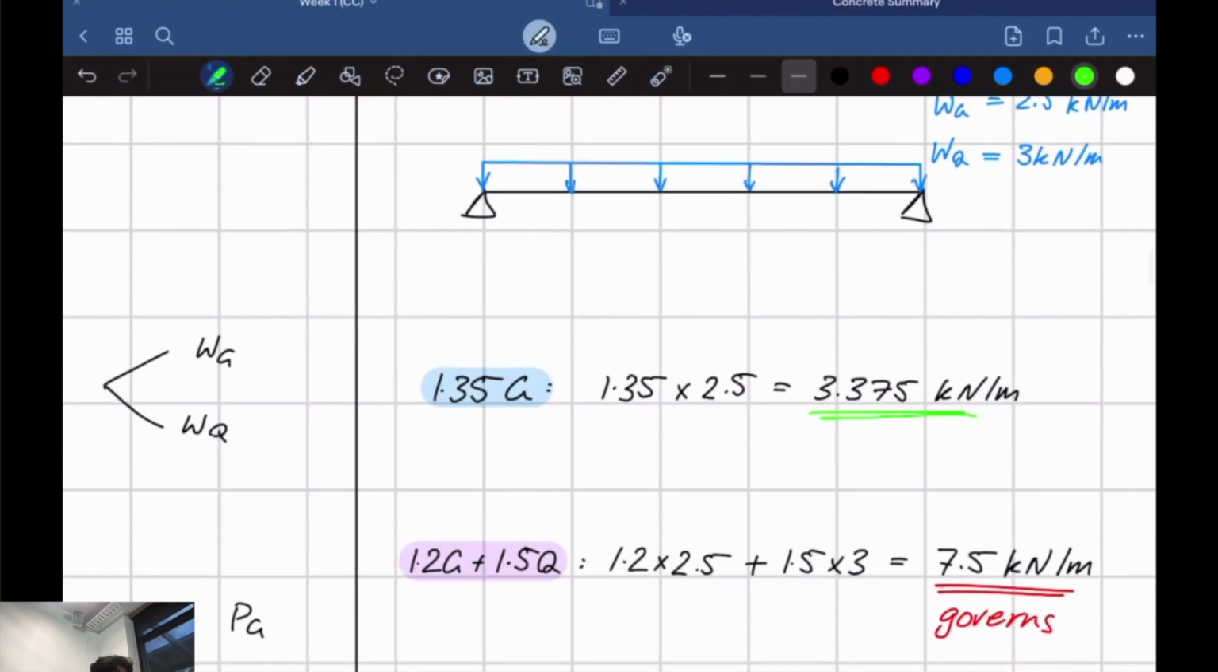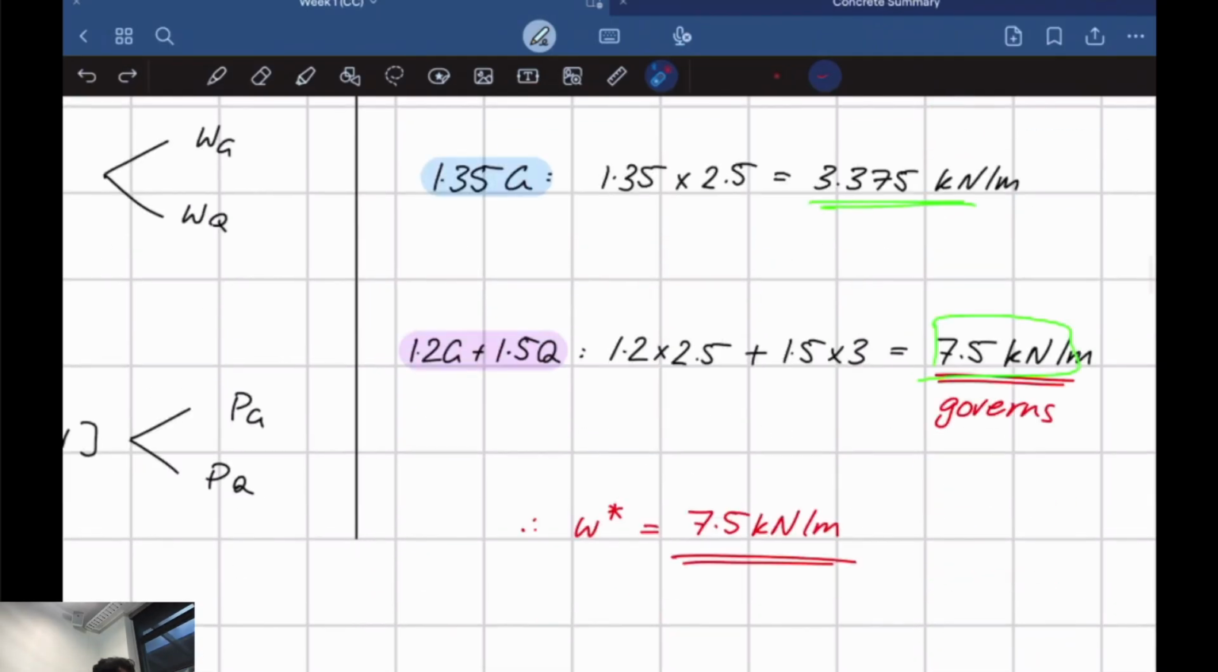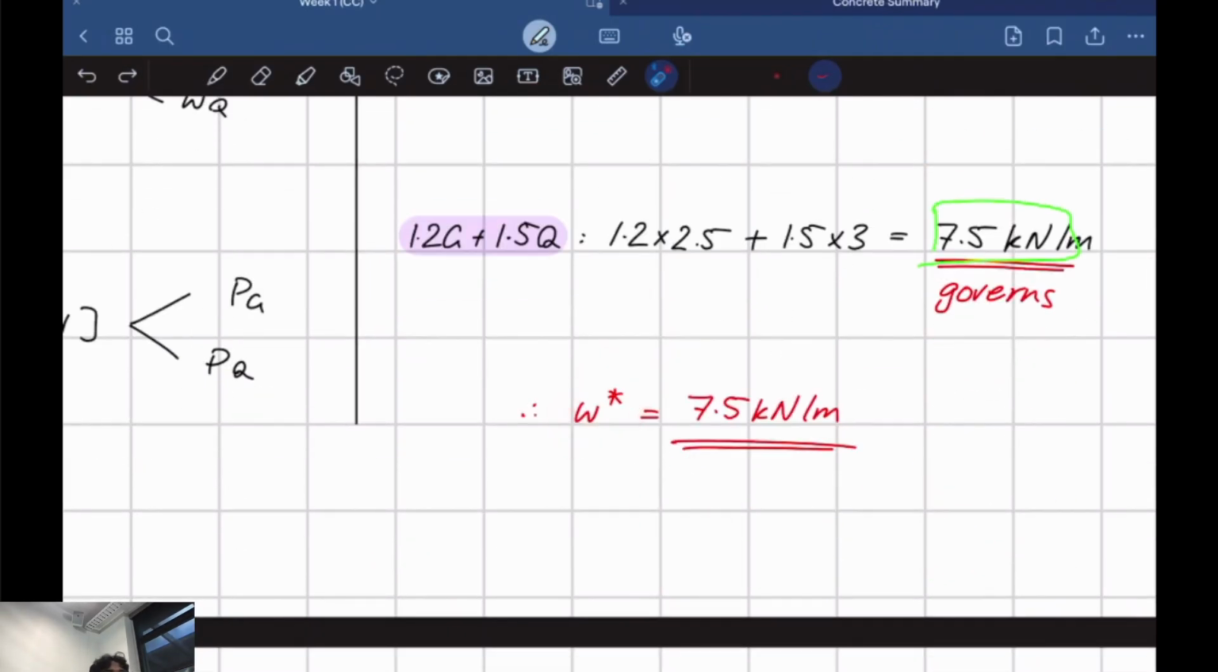If I calculate 1.2G and 1.5Q together, it's going to be a higher load, right? So we're going to take the maximum out of those two. So I'm going to take 7.5 kilonewtons per meter as the distributed load acting on this beam. So we're pretty much combining the dead load and live load into one UDL instead of two separate UDLs, right? And we call that W star, right?